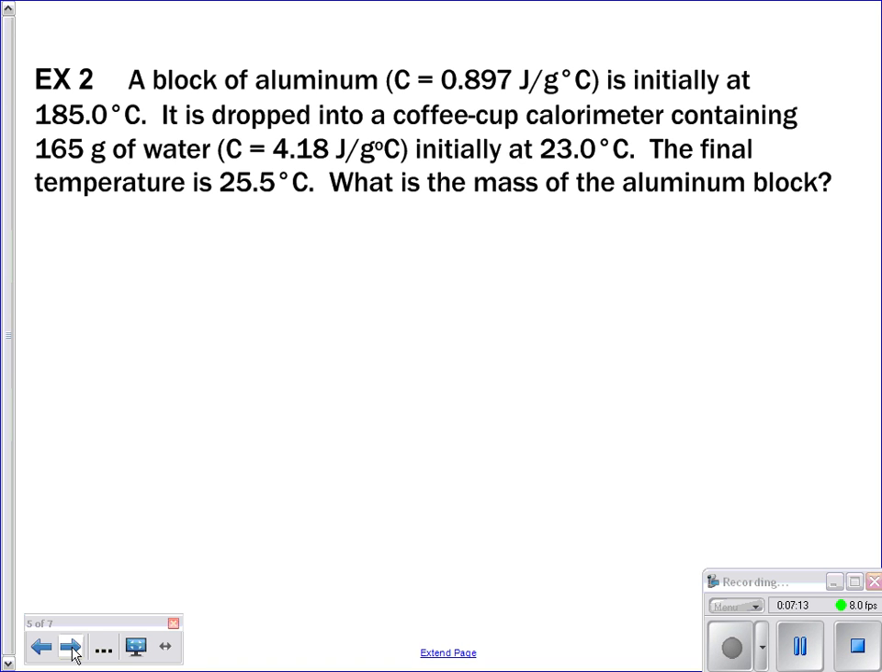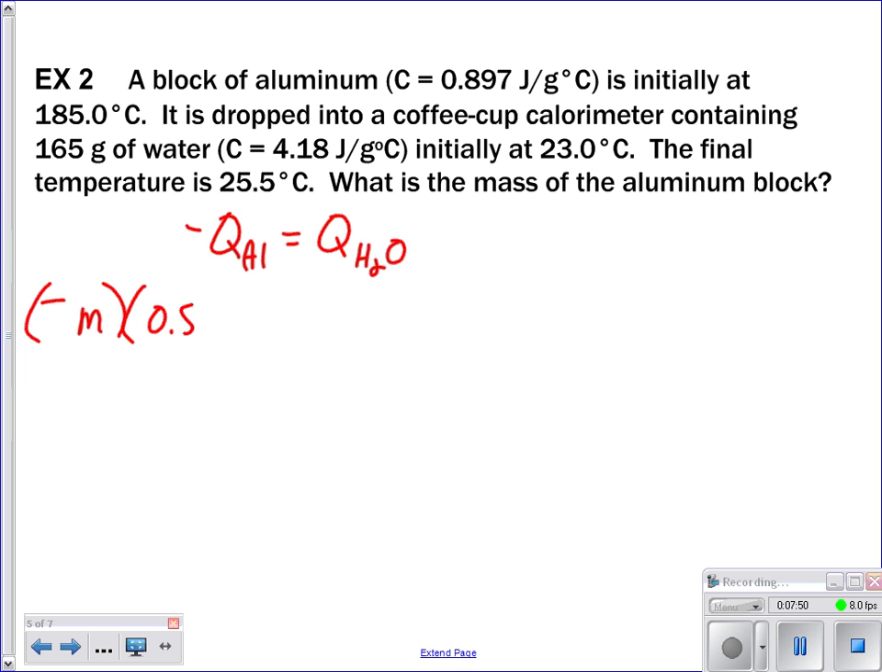Okay, next one. Here we've got a block of aluminum, and we're told specific heat and initial temperature. It's dropped into our mass of water, and we know specific heat and temperature, and we know the final temperature of the whole entire system. We want to find the original mass, or the mass of the aluminum block. So we know in this case that aluminum is losing and water is gaining. So we are looking for mass. If you want, you could just set it up like that. You're solving for your mass.